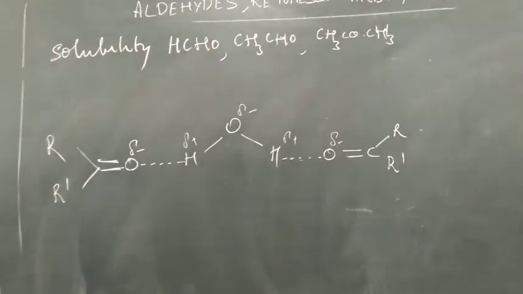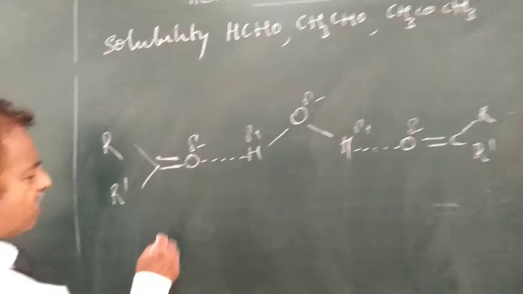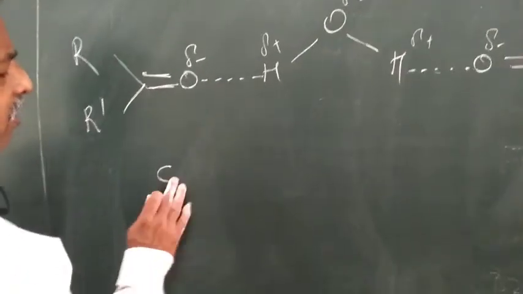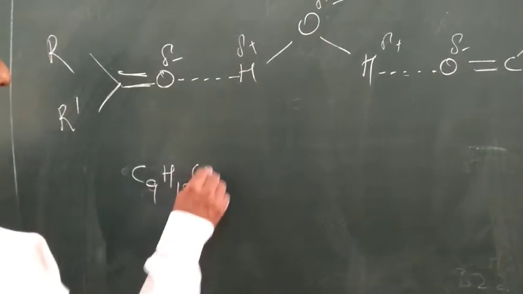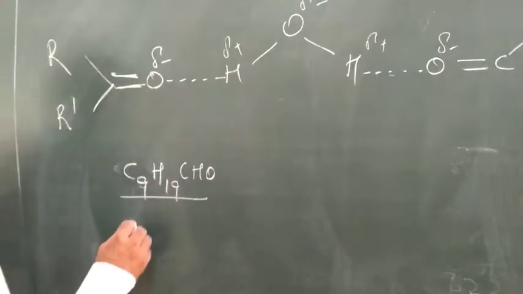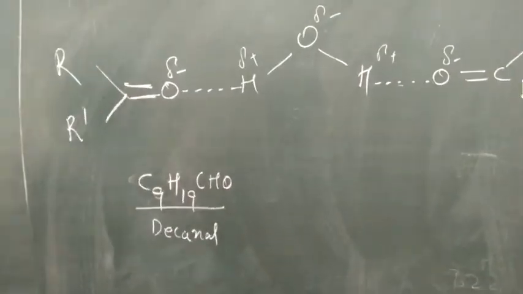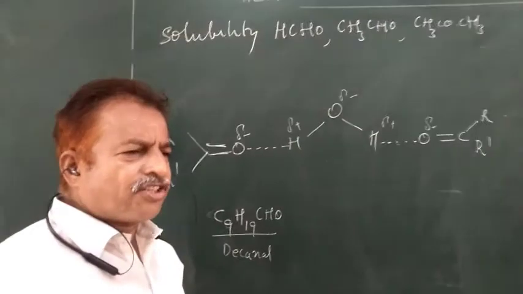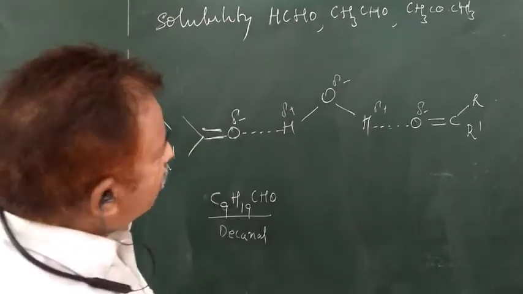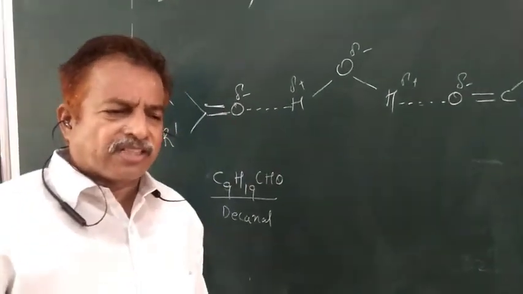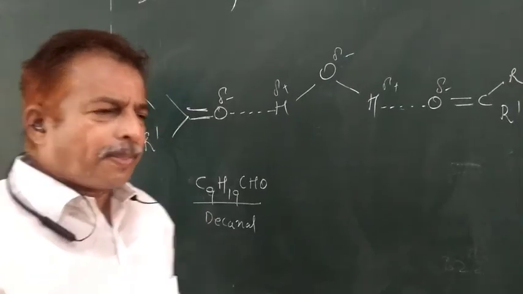As the alkyl chain length increases, meaning the higher members, for example C9H19CHO, this is decanal, such aldehydes and ketones whose alkyl chain length increases are insoluble in water, but they are soluble in organic solvents like CCl4, benzene, etc. Thank you.